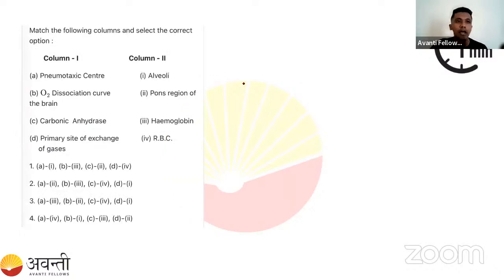Okay, students. So we have your third question. Match the following columns and select the correct option. I will launch the poll. I have launched the poll already. So you can see here, you have options: pneumotaxic center, oxygen dissociation curve, carbonic anhydrase, then primary site for gases exchange, and then you have alveoli, pons region of the brain, and then you have hemoglobin and RBC. So please choose the right options. And I will give you 10 seconds extra to solve this question because I've already taken 10 seconds of you.